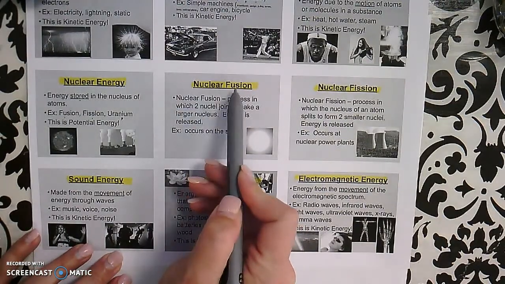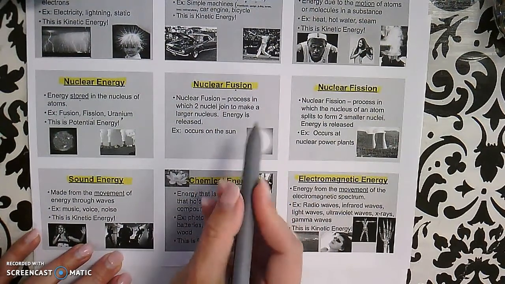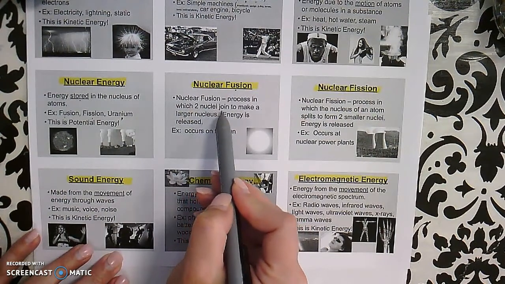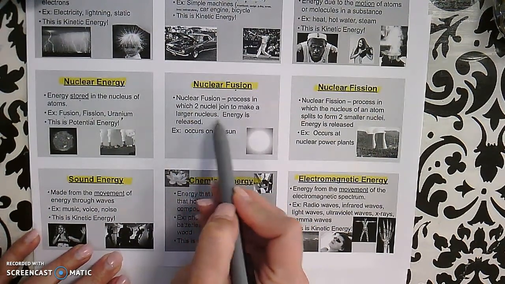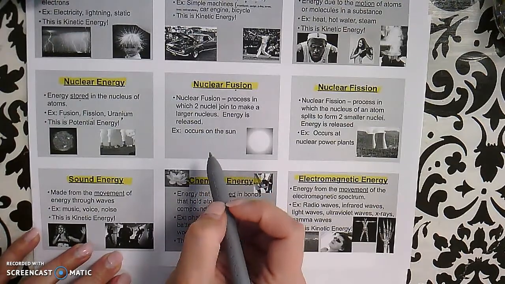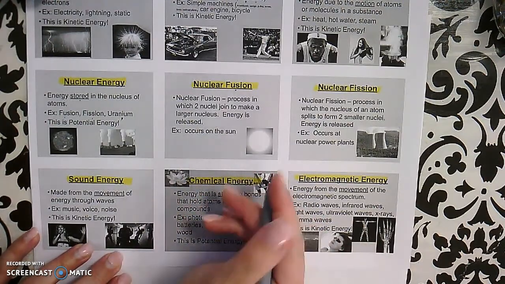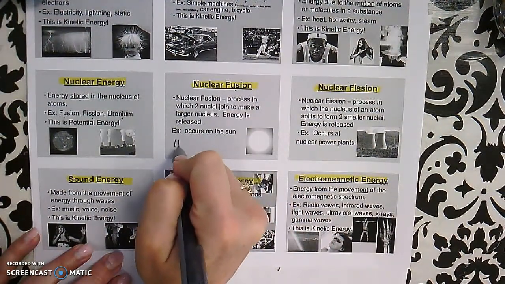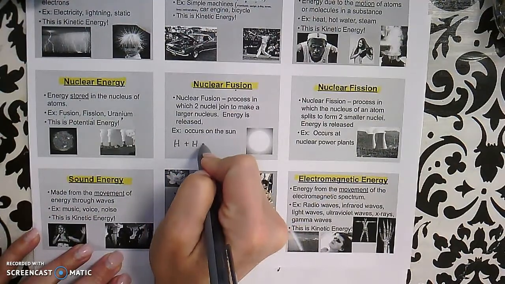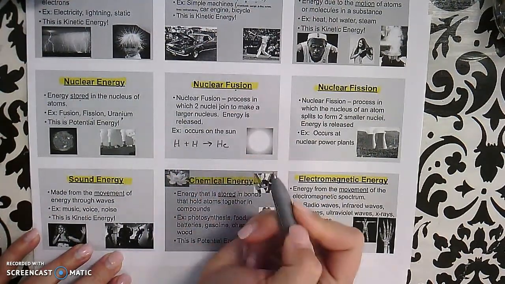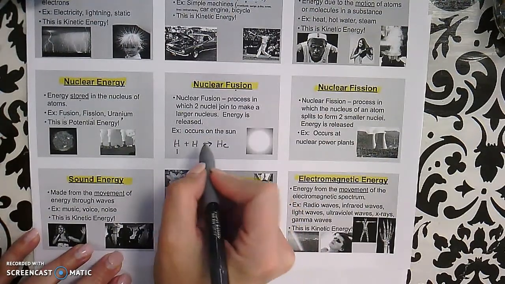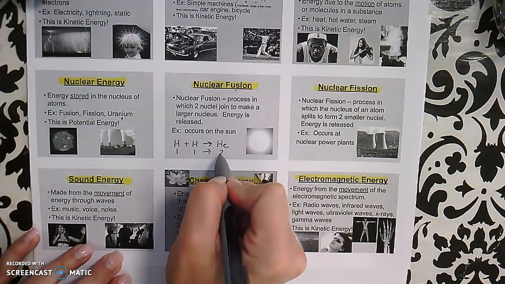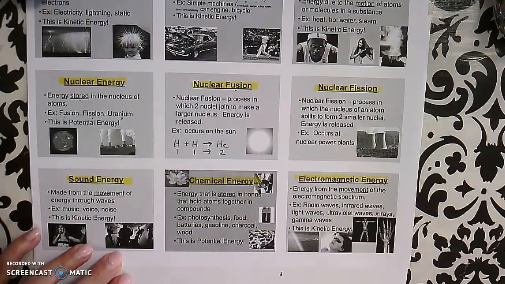Then we have nuclear fusion. We're going to go into a little more detail on that. Nuclear fusion is the process in which two nuclei join to make a larger nucleus. And when that happens, energy is released. Energy comes out. And that's what occurs on the sun. What happens is a hydrogen atom joins another hydrogen atom and makes a helium atom. Hydrogen has one proton, and another hydrogen with one proton makes a helium that has two, and that is nuclear fusion.